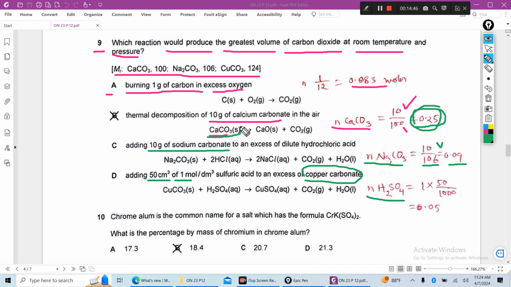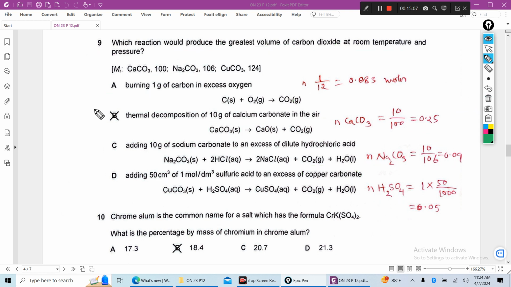As the calcium carbonate mole is greatest, the carbon dioxide mole will be the greatest, and the volume will be the greatest. As the number of moles is given, volume is the number of moles times molar volume, so the volume will be the greatest. That's why the answer will be B, because the calcium carbonate mole is the greatest value, so the carbon dioxide mole will be the same, the greatest value, and the volume will be more. B is the correct answer.